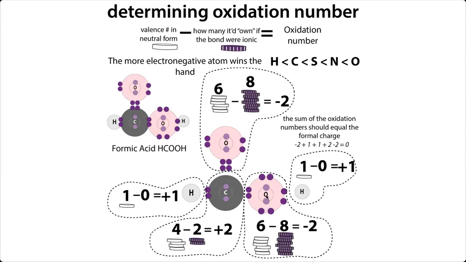If we think about this oxygen, here it's getting 1 extra from the carbon and 1 extra from this hydrogen. So 6 minus 8 is -2. And if we think about this hydrogen, it had 1, now it would have 0, so a +1. If we think about this hydrogen, same thing. 1 minus 0 is a +1. So in this strategy, we're counting how many it currently has versus how many it would have in its neutral atomic form.